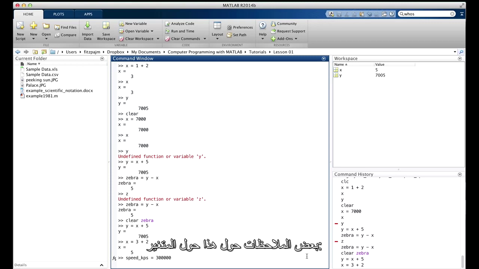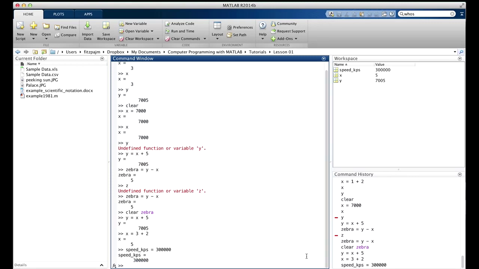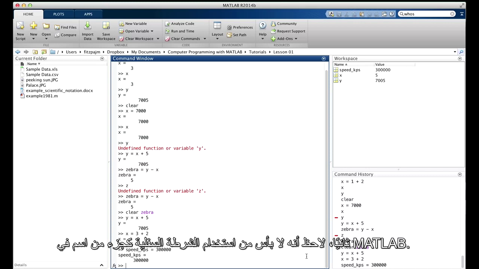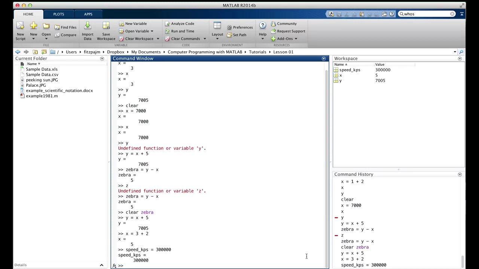A few notes about this variable. First, the KPS is there in the name to remind me that the units are kilometers per second. You can't include units when you assign a value to a variable. The value is just a number. Second, note that it's okay to use the underscore as part of a name in MATLAB. And third, if you look at the workspace up here, you'll see that speed_KPS is listed above X and Y. That's because variables are listed in alphabetical order, not in the order that they're created.